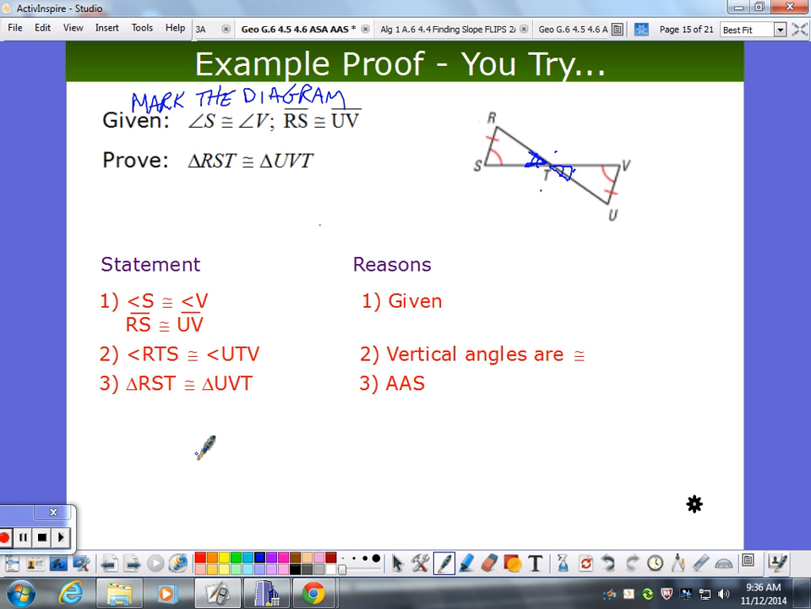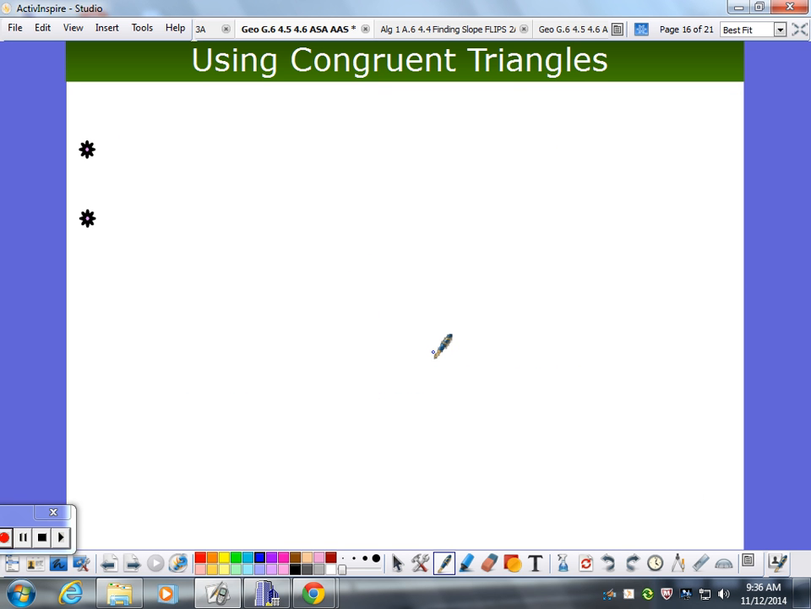All right, how did we do? Did you write your own? How many people were able to write their own proof from scratch? Okay, good. You're getting better. I wrote it from the paper. All righty. Using congruent triangles.